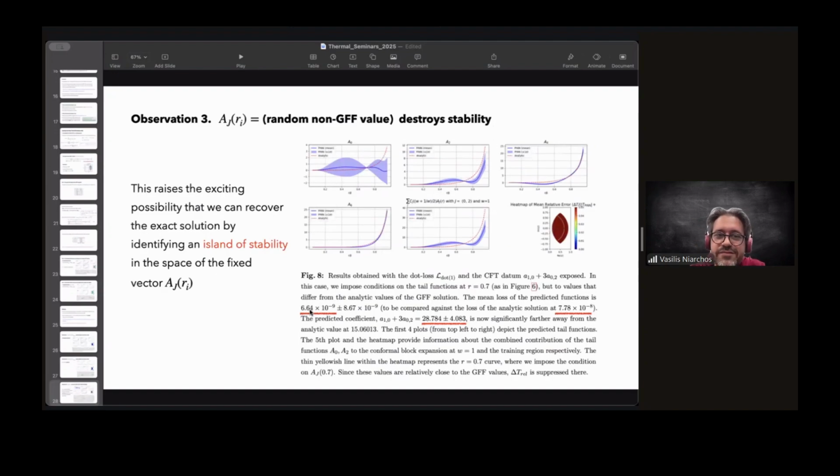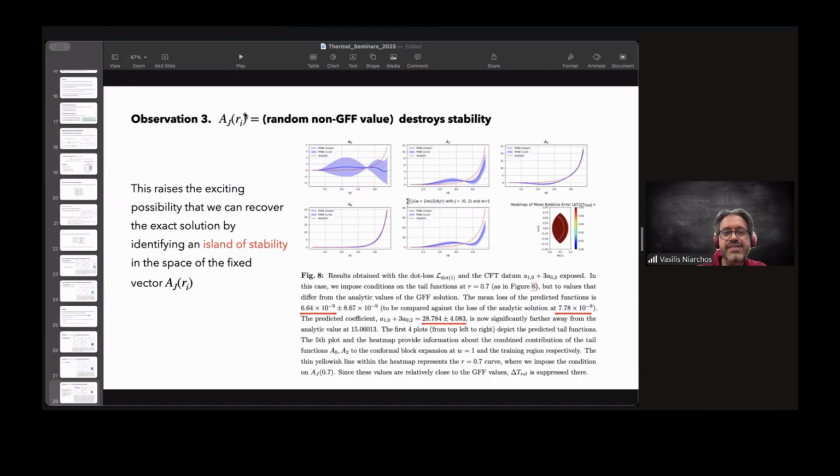Now, what happens if I supplied that information, but it was the wrong one? So it was not the information that you get from the exact analytic solution, because in principle, if I want to solve that problem, supposedly I don't know what these values are. I haven't solved the problem, so I don't know what these values at R intermediate are. And we noticed another interesting thing. We noticed that when you supply false information, then stability is lost. And we only recover stability, or an island of stability, when these values have a specific value, which is close to the exact analytic one.